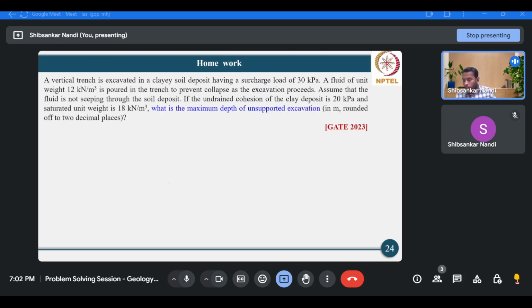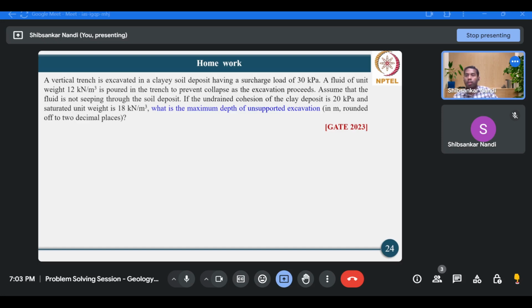Apart from this homework, we'll take one more homework for this session, and this problem is taken from the GATE examination 2023. Let me read the problem statement first, then we'll discuss a little bit about the approach by which we can solve it, and then conclude today's session.